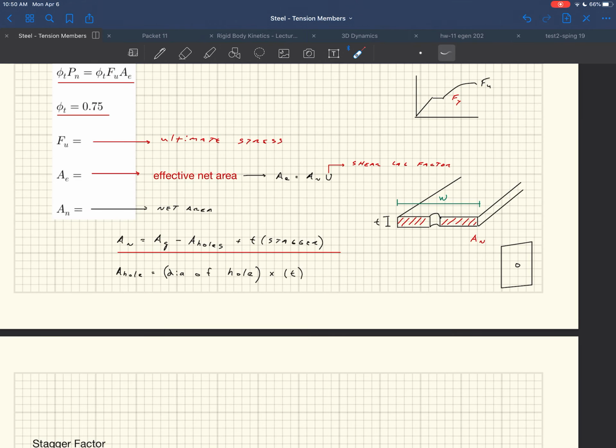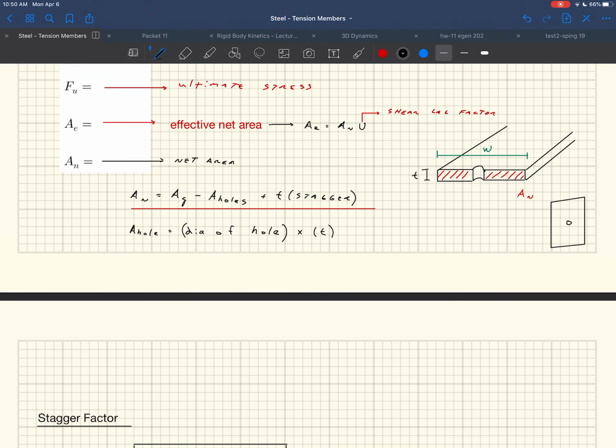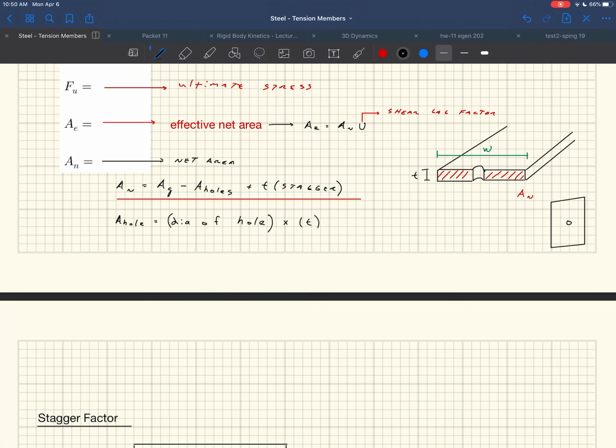What else? Let's talk about the diameter of the hole. This can actually be a little confusing as well. So the diameter of the hole is equal to the diameter of the bolt plus 1/16 of an inch, plus 1/16. Well, it would be a total of 1/8.